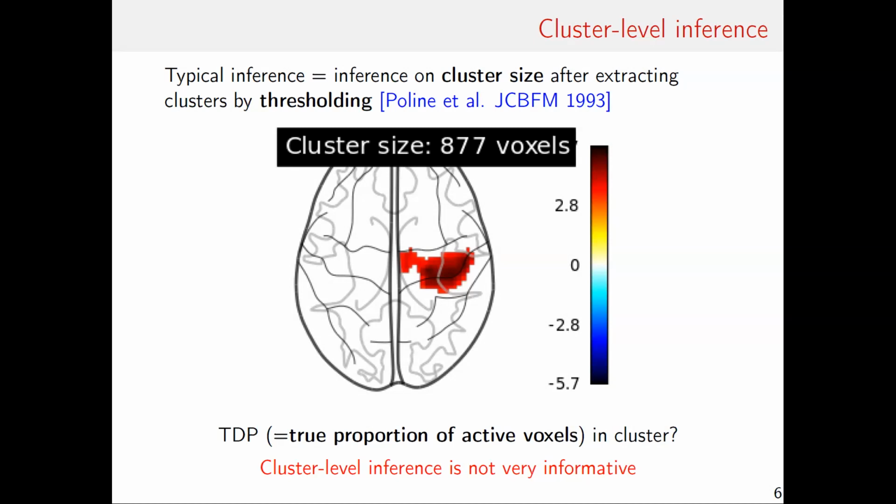And so another way of framing the question of brain mapping when looking at clusters would be to formulate a TDP, the true discovery proportion, which is the proportion of active voxels, a TDP lower bound in your cluster. So let's say that you would like to find that there are at least 50% of voxels that are active in your cluster. So this is what we are trying to do.